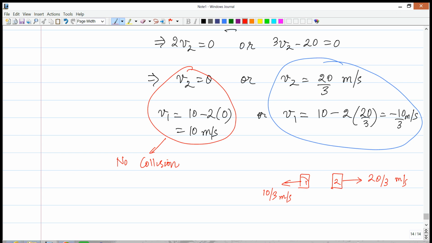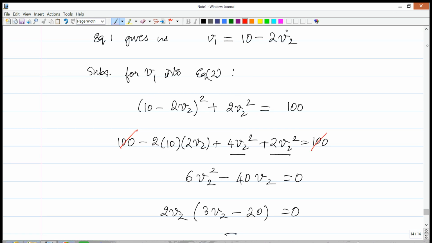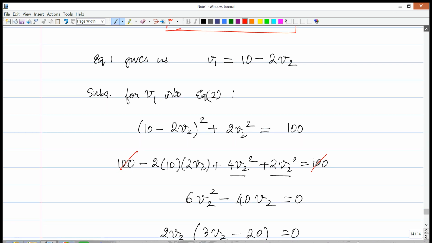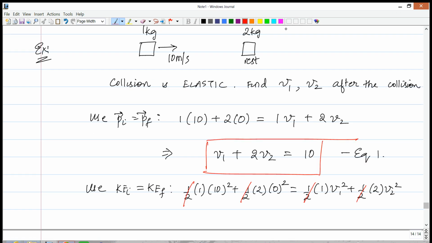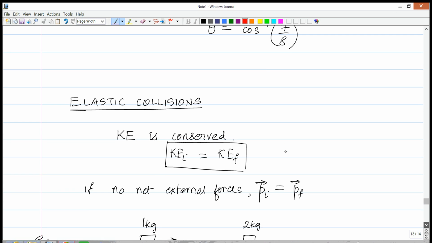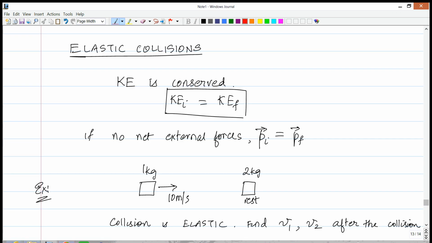So that's it for the problem. This is a quick application of the elastic collision problem. I know it's a lot of work and there is actually no way around it. You just have to do the algebra very carefully, keeping in mind that the kinetic energy is conserved, and that if the collision is like regular collisions, then the momentum is also conserved, and then we can go ahead and solve the problem. So that's an application of the elastic collision problem.